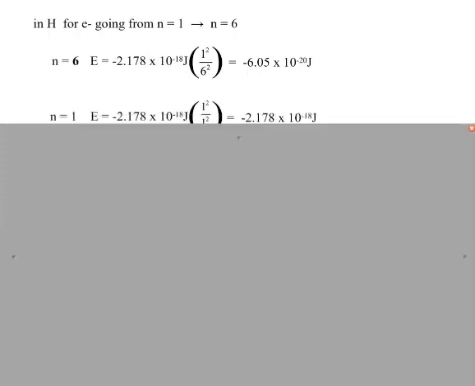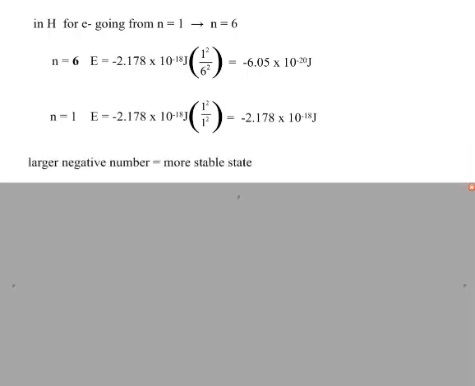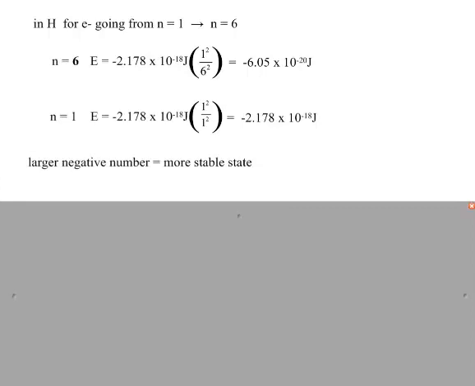We're going to do the same thing for n equals 1, figure out how much energy an electron possesses there. And then if we want to find out how much energy is absorbed or given off when the electron makes this transition, we're going to take the difference between these two energies. Turns out the larger my negative number, the more stable the state. So in this case, this is larger.